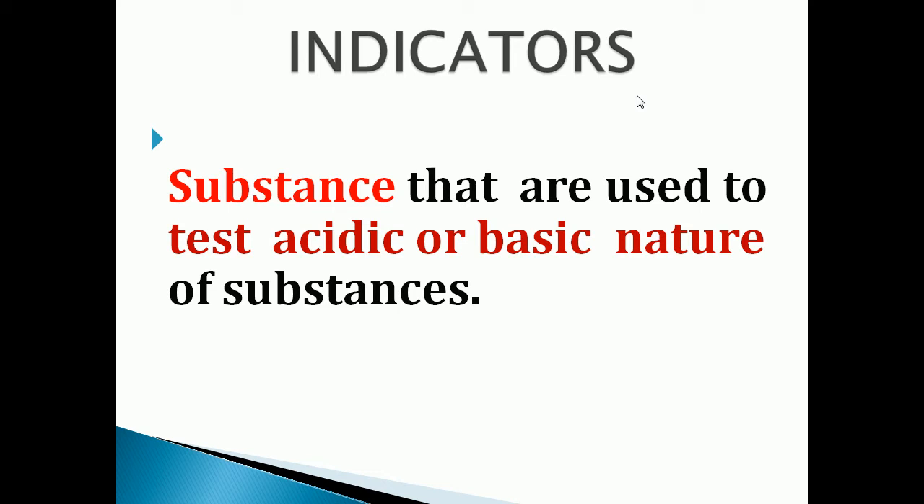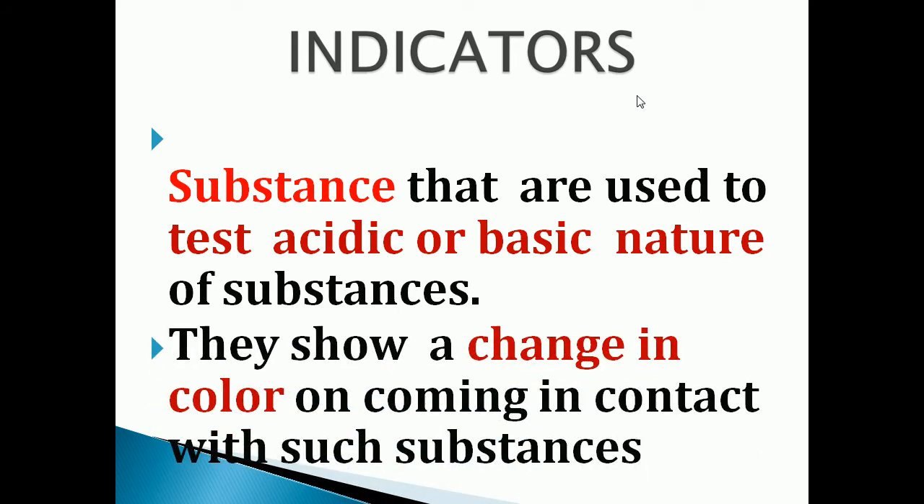Understood, children? Now how will we identify whether the substance is acidic or basic? When we add indicators to any substance, these indicators will show a change in color on coming in contact with certain substances. So when we add an indicator to any substance, it will show the acidic or basic nature of that substance by changing its color.